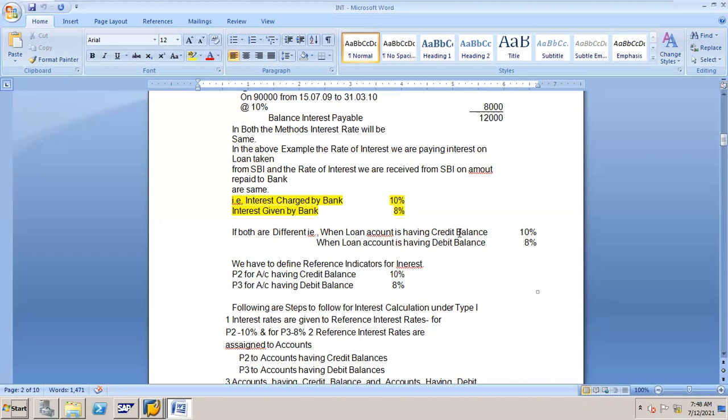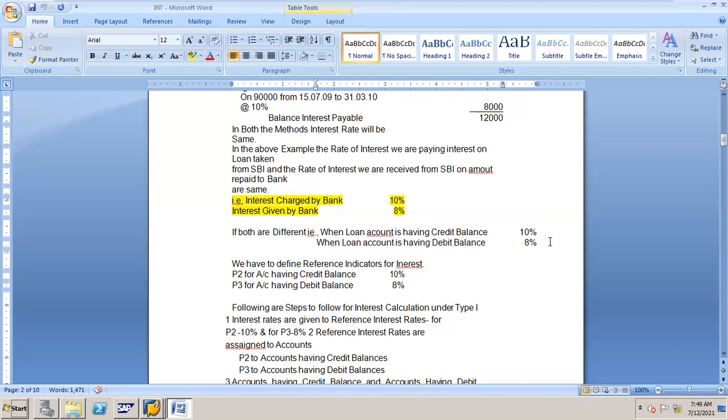Credit, ma'am. Liability side, right? Liability side it will be. So I am telling the system when a loan is having a credit balance, 10%. When a loan is having a debit balance in your client place, if they deposit the amount with the bank, that is under assets, so it will be the debit side. He will pay, he will get only 8%.